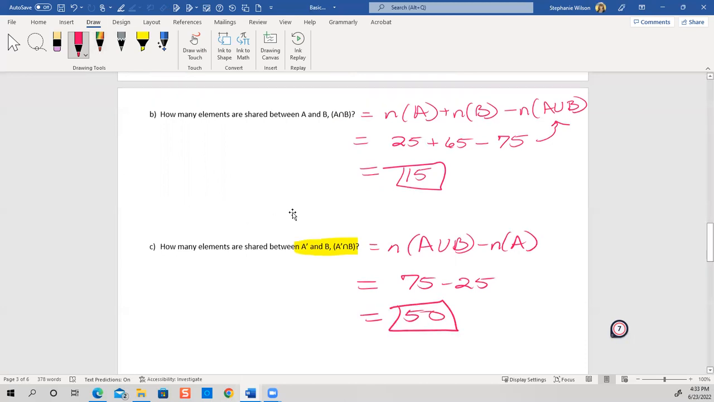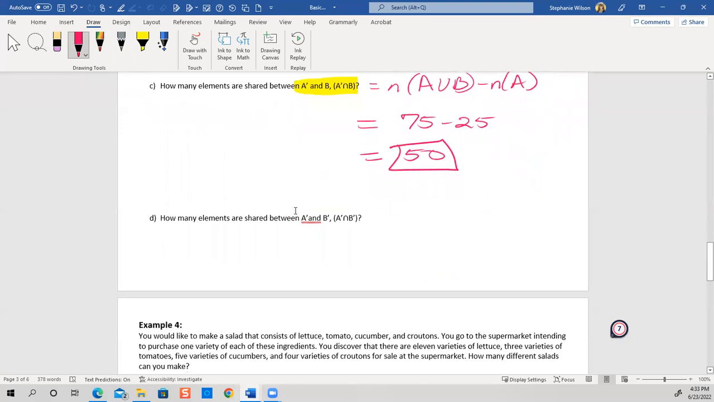Okay. Now let's go see D. D says how many elements are shared between A prime and B prime? All right, so this is going to be the number of elements in the total minus the number of A union B, because remember, since they're both primes, we're not including A and B. So that means we're going to take 200 and subtract 75, and my answer is 25.